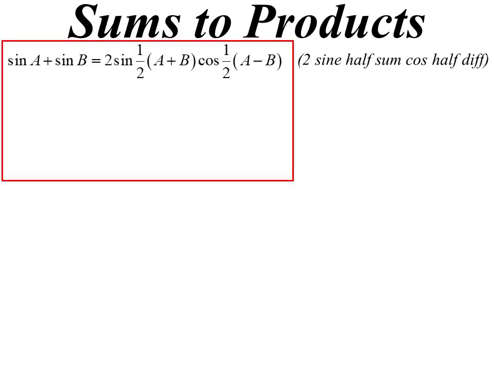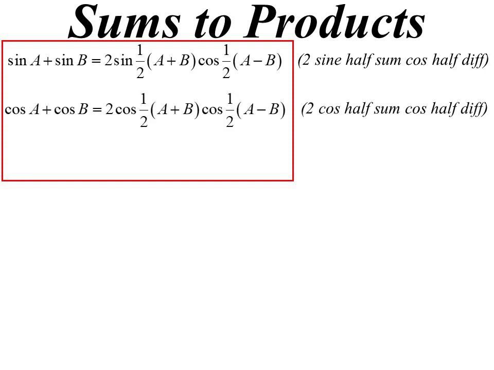Sums to products, if we want to go back the other way, here's the formula. Sine A plus sine B. We get 2 sine half A plus B cos half A minus B. Well, that's hard to remember, so that's how I remember it: 2 sine half sum cos half diff. How I remember it, I'll do the other ones and then explain the pattern.